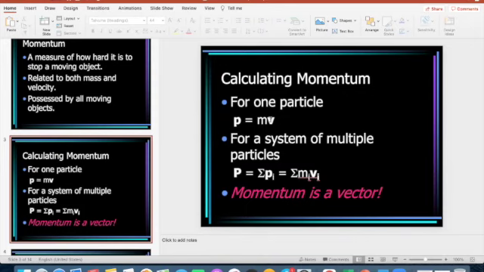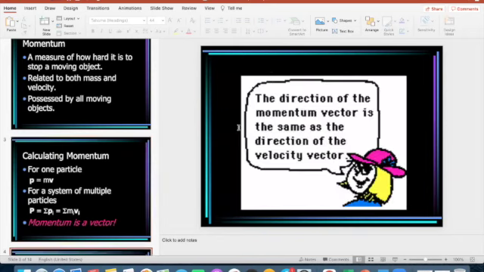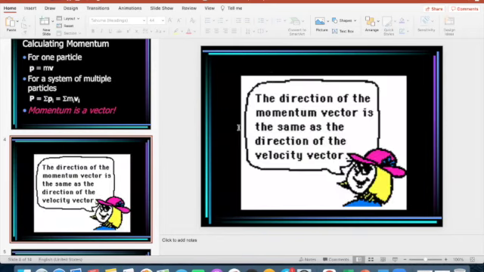Okay, so velocity we know has magnitude and direction, so does momentum. All right, so the direction of the momentum vector is the same as the direction of the velocity vector. So whatever the direction of the speed of the object, that's going to be the same direction that the momentum is going to be in as well.